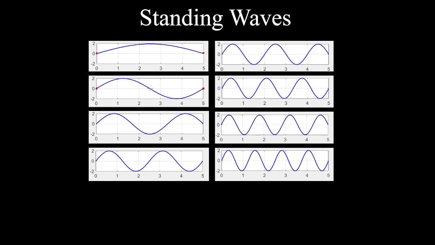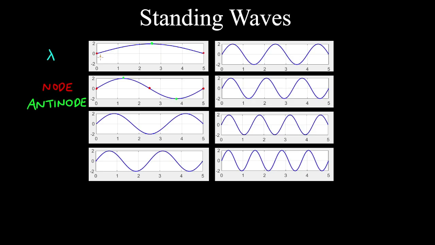So we call a node a point on the standing wave where the displacement is 0. So these are nodes. And a point on the standing wave where the amplitude is always a maximum is called an antinode. And the possible wavelengths to form a standing wave are determined by the size of the region and the boundary conditions of the region to which a standing wave is confined.